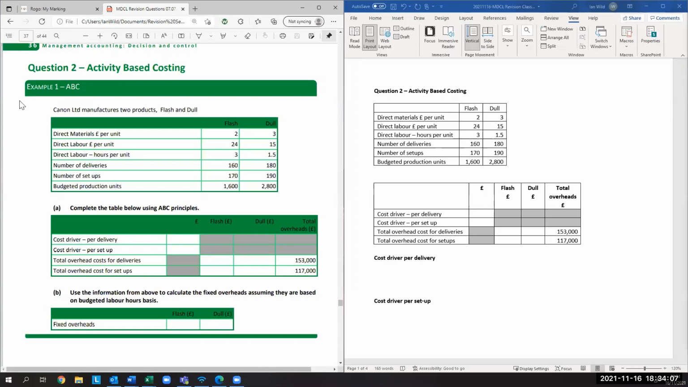Okay, so we have a company. Canon manufactures two products, Flash and Dull. We're given much more specific information regarding an activity-based costing question. We're given the cost per unit for the direct materials, which is fairly standard. We're given the direct labour cost per unit, again fairly standard, and the direct labour hours per unit, again fairly standard.